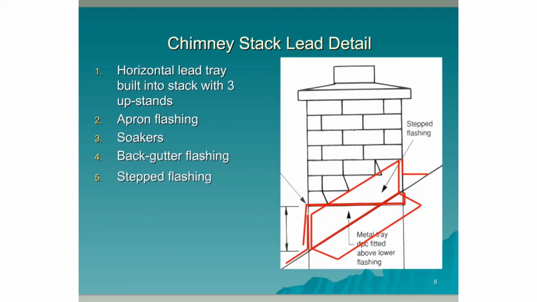The last one then is the stepped flashing. Stepped flashing is only used on brick chimneys, and it's built into the stack, into the joints between the bricks, either as the stack is being constructed, or else the joints can be raked out and the flashing can be built in afterwards.